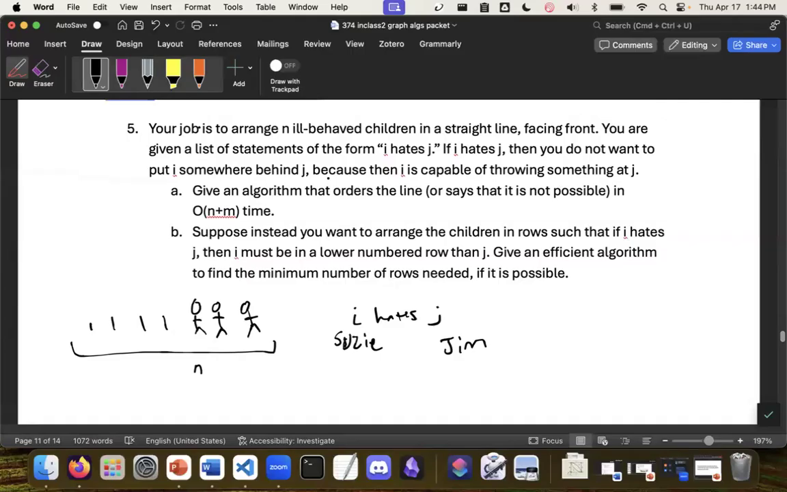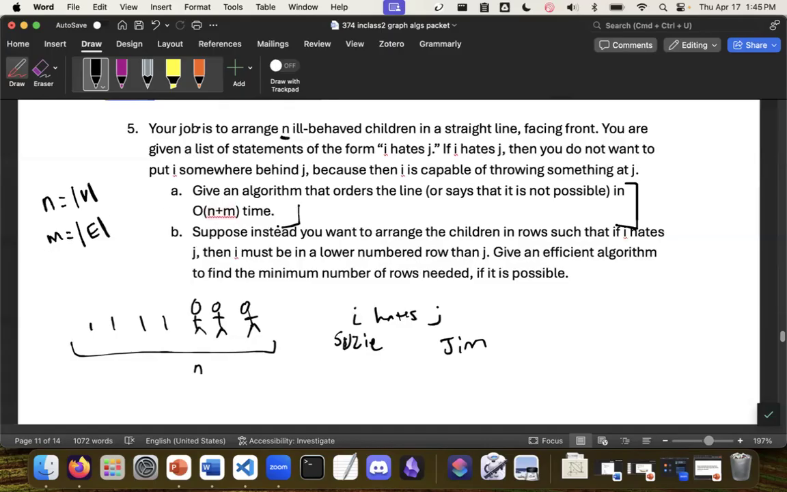So that's what we're given. We want an algorithm that tells us how do we order this line, or says that it's not possible to do this in n plus m time. Typically n is the number of vertices, m is the number of edges. Seeing that we've been given that there are n ill-behaved children, that kind of tells you how we're going to structure the graph. So keep that in mind.